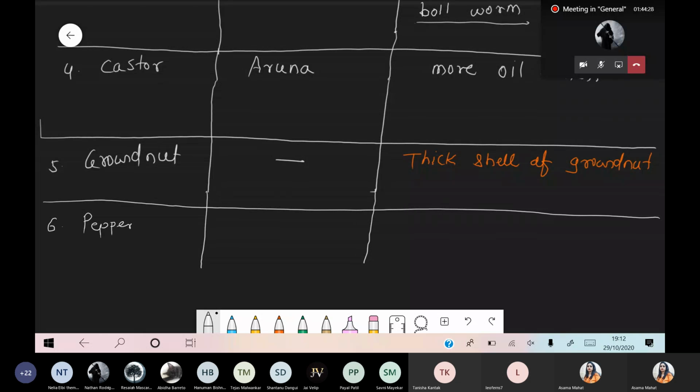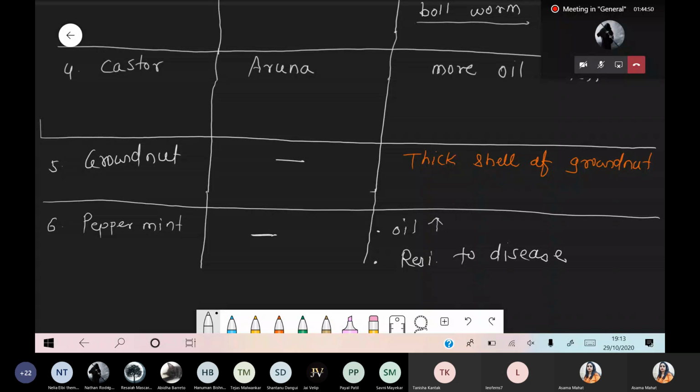Now the next one, number 6, peppermint, that is mentha. Again, dash in variety name. Basically, this peppermint is having one property. It is having high oil content, and these are also showing resistance to disease.